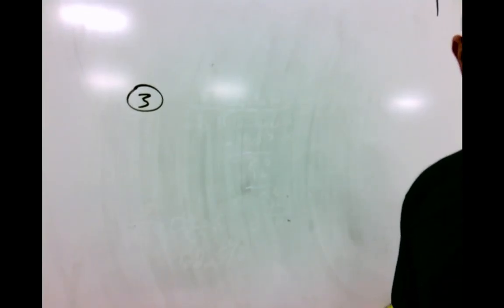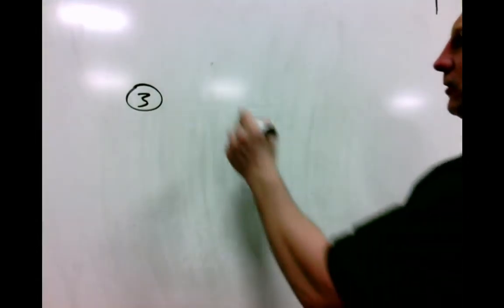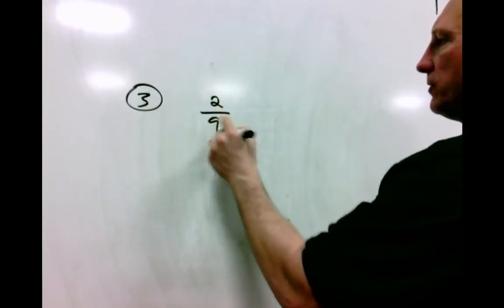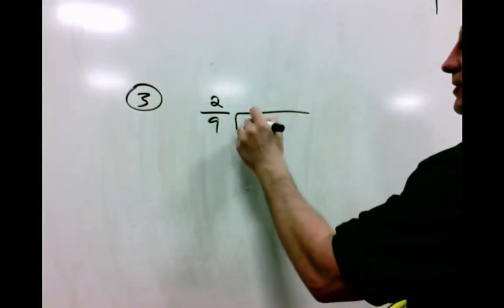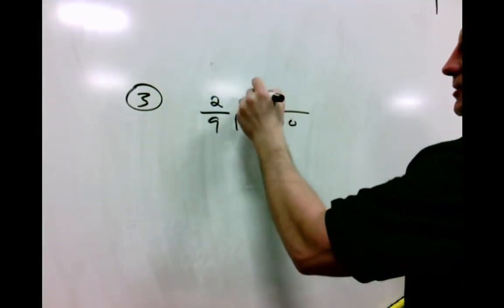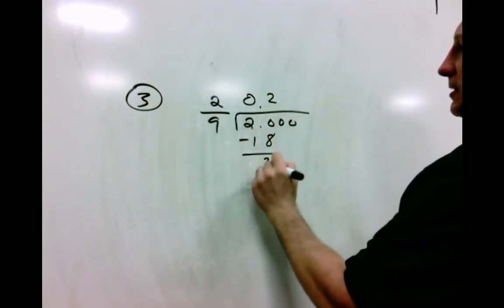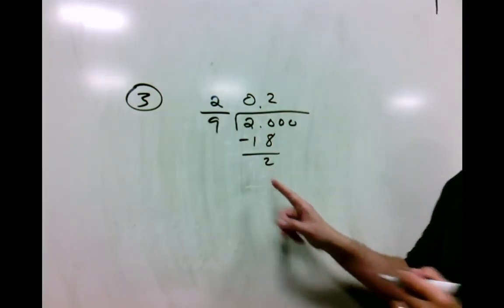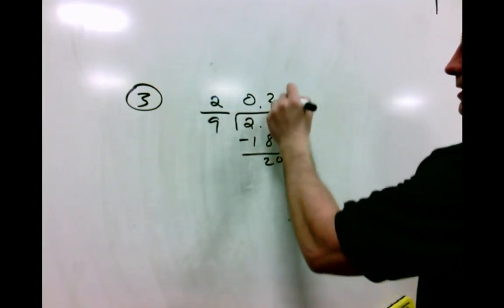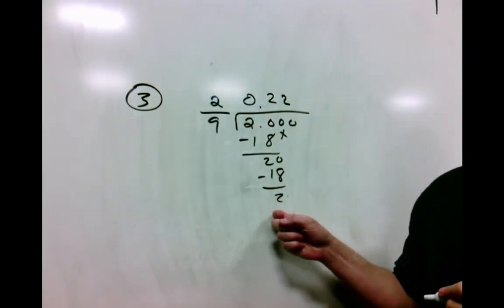Number 3. Let's do 2 over 9. So 2 over 9. Do my long division. Try and do this a little bit quick. 9 into 2, 0. 9 into 20, 2 times. Get 18. And I get the same number that I started with. Bring down my 0, 2 times again, and it's going to keep happening repeatedly.